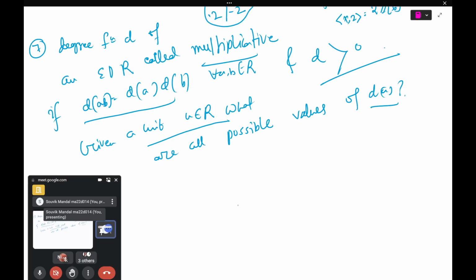Now think about it. Do note one thing: d is already a degree function, so d has some properties from the Euclidean domain definition, and also it is given to be multiplicative in nature. What are all the possible values of d? The options given are as follows: A equal to 0, B equal to 1, C is infinity, D is insufficient data. But anyway, you need to calculate.